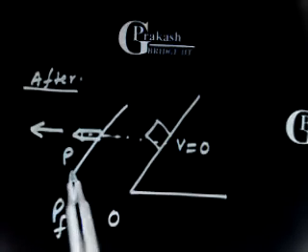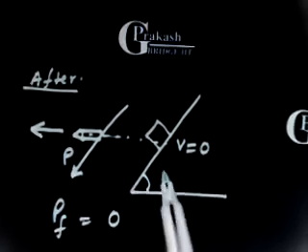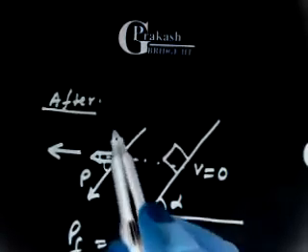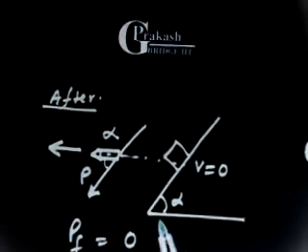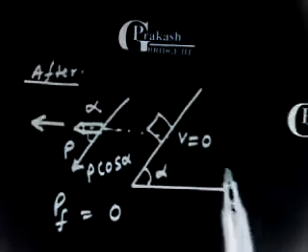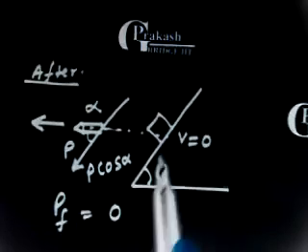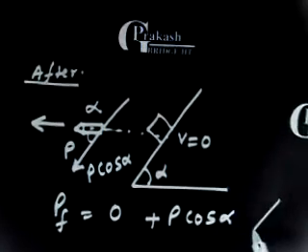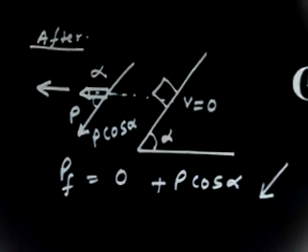So if I convert this into this direction, this angle is alpha, so this angle is also alpha. Are you getting or not? So this will be p cos alpha. So in this direction momentum is p cos alpha. So momentum of this is 0, momentum of this in the direction of incline is p cos alpha. So this is again in the downward direction.